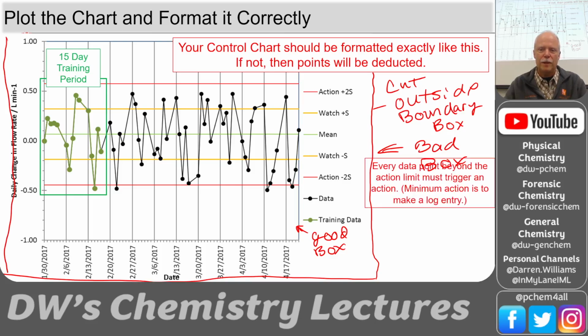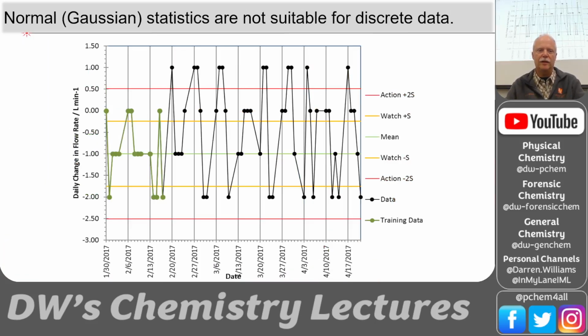Okay. And so then every data point beyond the action limit must trigger an action. The minimum action is to make a log entry. Okay, and this is again the discrete data, and the reason we don't want to use data that looks like this is because we're using Gaussian statistics, normal distributions, and these are not normally distributed because they're not continuous. The normal distribution is based upon the idea that you have continuous data along that axis, and if you don't have continuous data, you need to use a different kind of distribution.